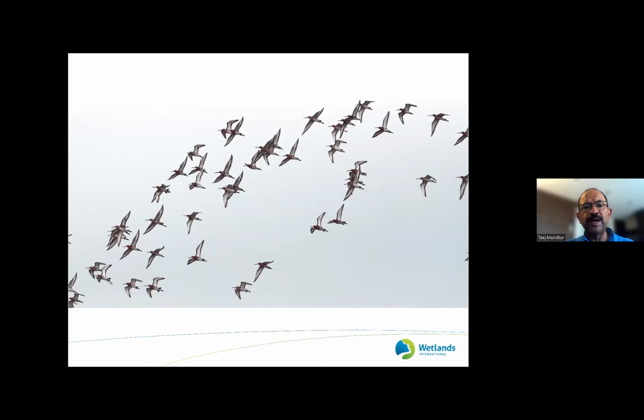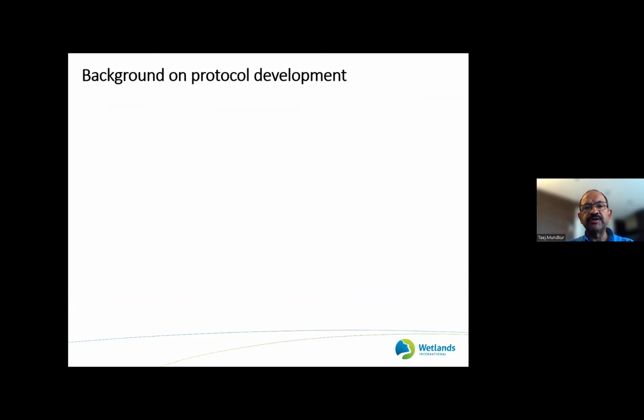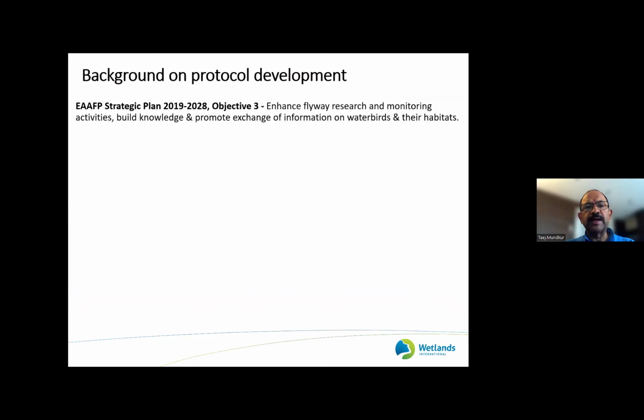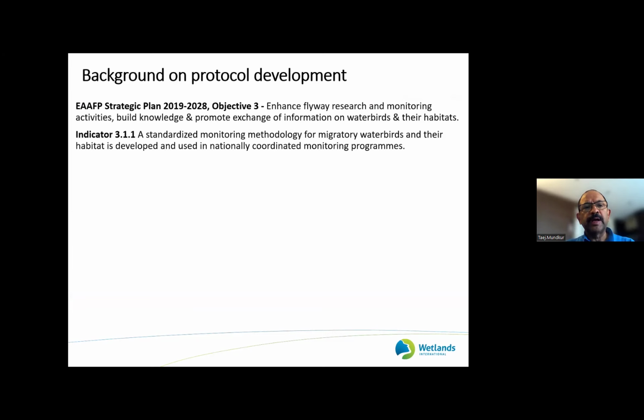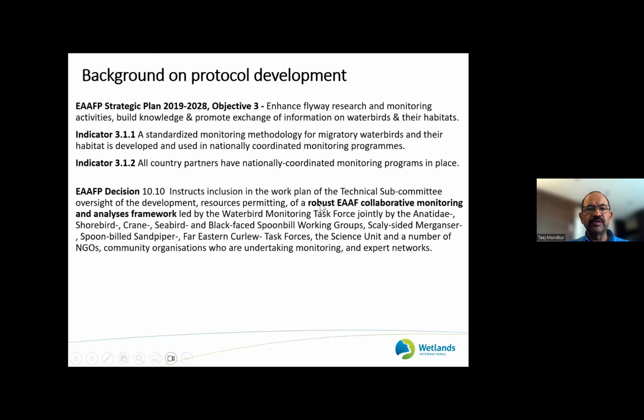So based on those recommendations, how do we fly forward together to conserve our migratory shorebirds? Well, the strategic plan for the partnership, I showed this earlier, Objective 3, which talks about flyway monitoring. And there are 2 indicators which are being picked up in the decisions, and that is calling for a standardized monitoring methodology for waterbirds, and that is used by the national coordinated monitoring programs. And the second, obviously, is that all the partners are able to undertake this in these monitoring programs.